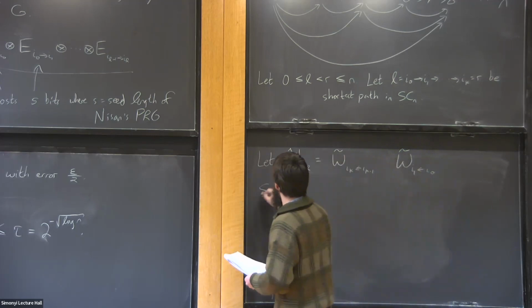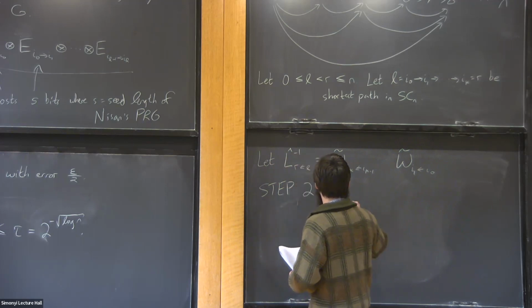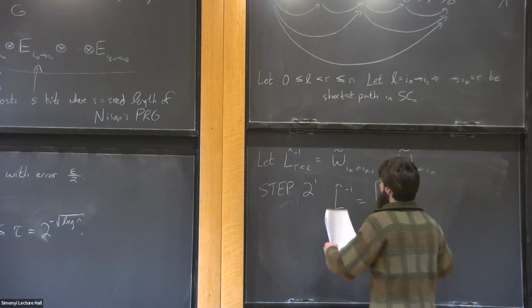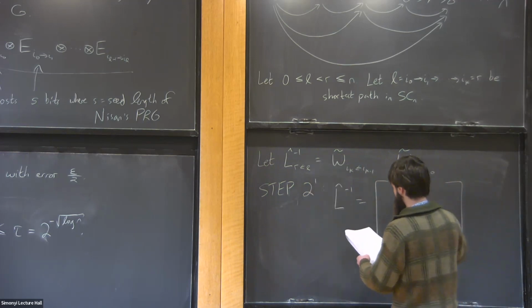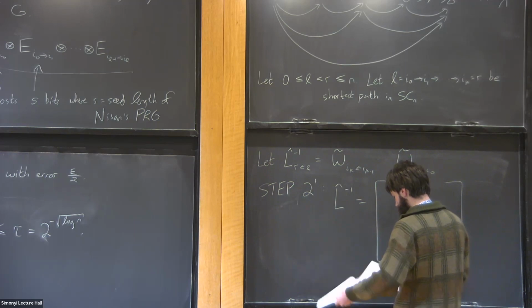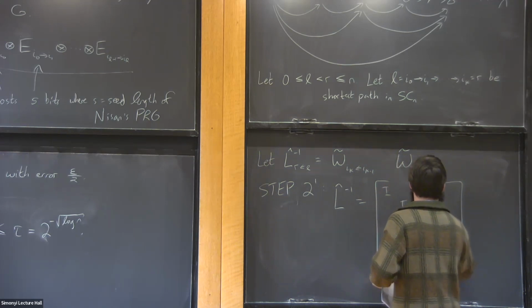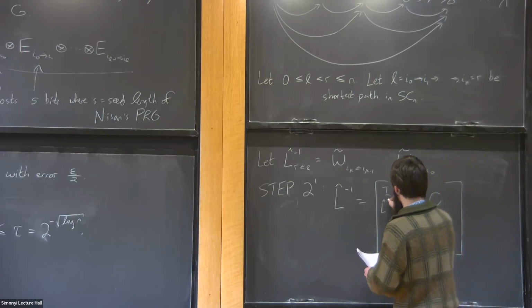Okay, and maybe I should have written step 2 prime earlier, but step 2 prime is that our new matrix L hat inverse, our new definition, is that we collect all of these blocks. So we still have the identity on the diagonal, 0 above the diagonal, but now we have these blocks in L hat inverse.